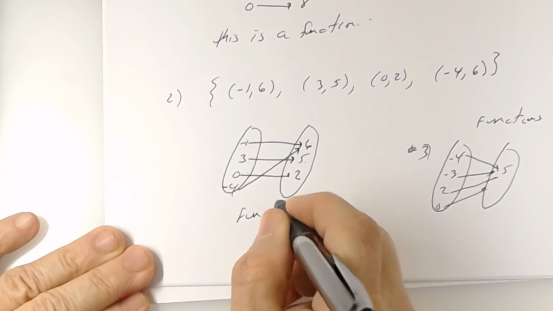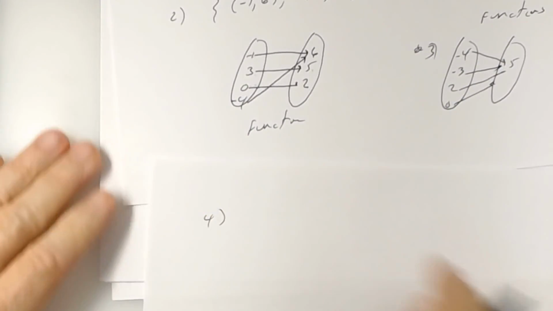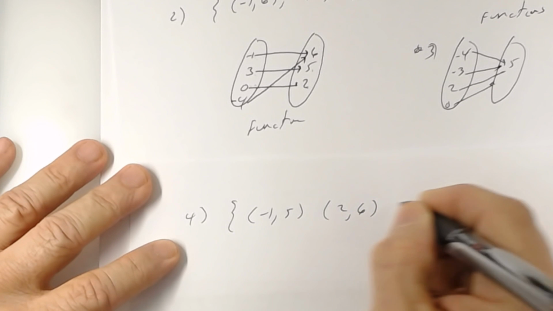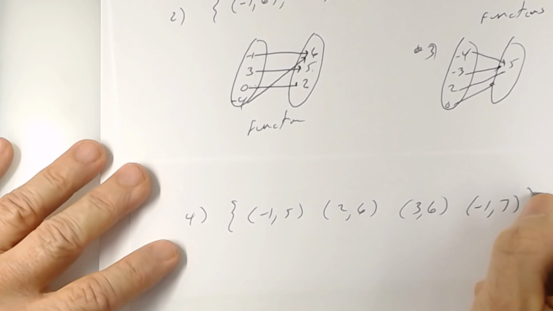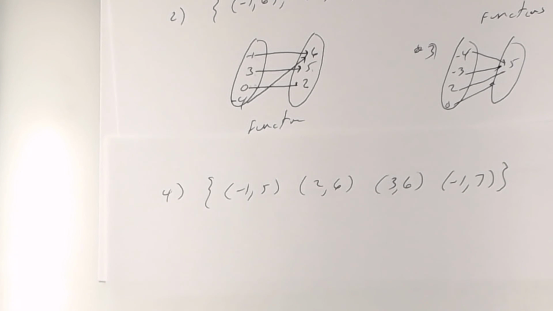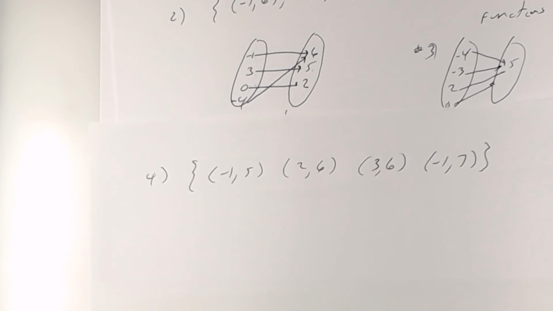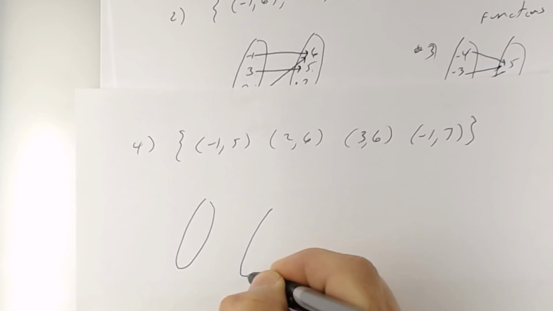These are functions. Now, let's suppose we had this, number 4. -1, 5, 2, 6, 3, 6, -1, 7. All right, you say it's not a function. What makes it not a function? Because when x is what? When x is -1, there are how many y values? 2. So if you look at this in terms of a mapping, you'll see that. In terms of a mapping, look what happens.